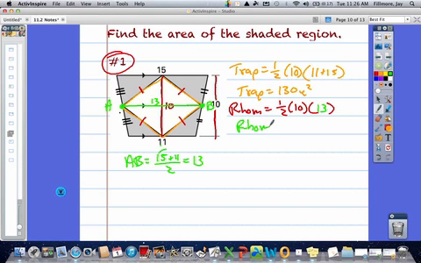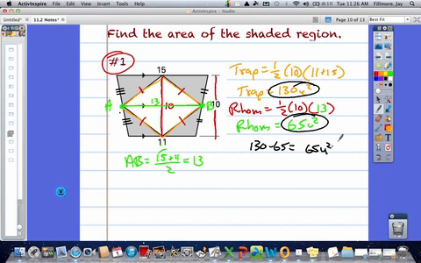So the area of this rhombus ends up equaling 65, right? Yeah, 65 square units. And I should probably turn that to be red if possible. Nope. So we know that the area of the whole thing is 130. Area of the missing piece is 65. So 130 minus 65, and our final answer happens to be 65 square units.